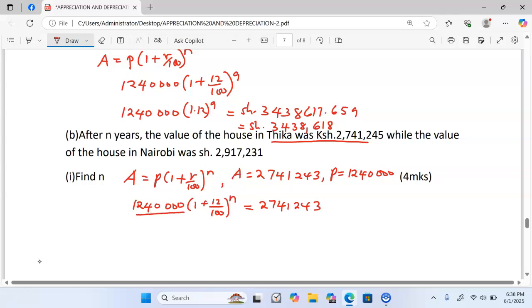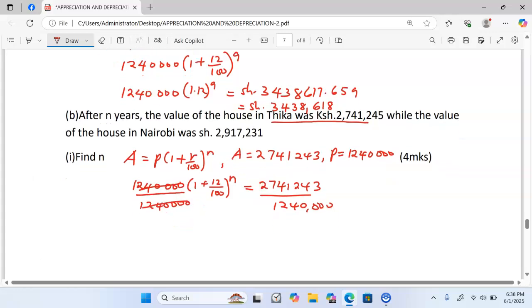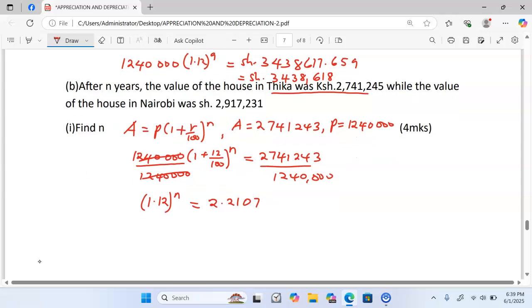From here, we are going to divide both sides by 1,240,000, such that 1,240,000 divided by 1,240,000 cancels. We remain with 1 plus 12 over 100, which is 1.12, raised to the power of n, which is equivalent to, when you divide 2,741,245 by 1,240,000, 2.2107. So from here we can introduce logarithms.